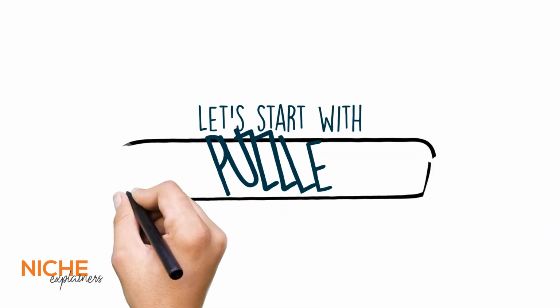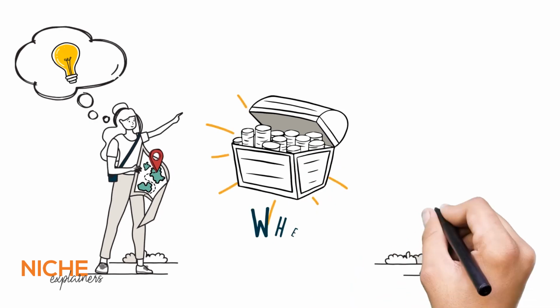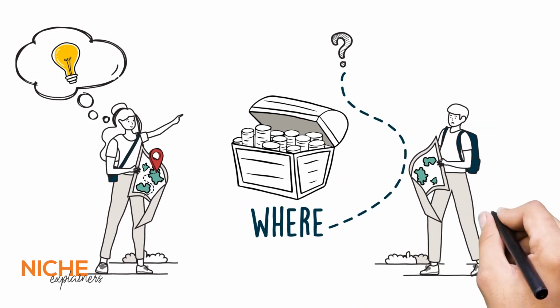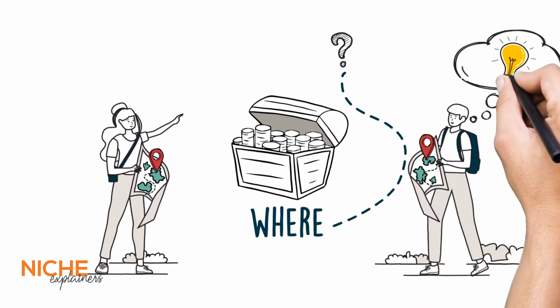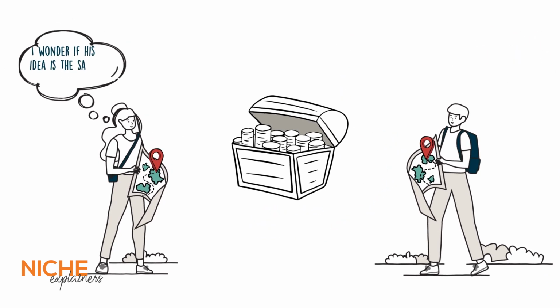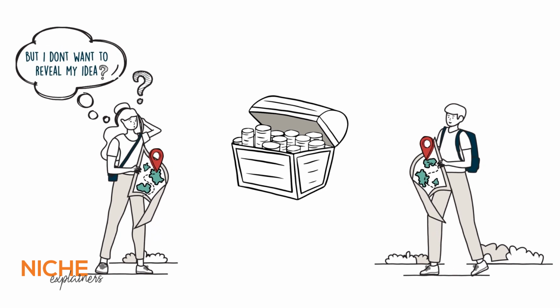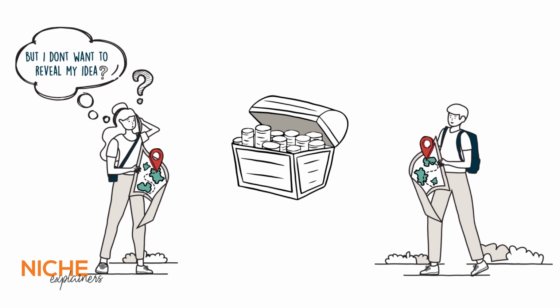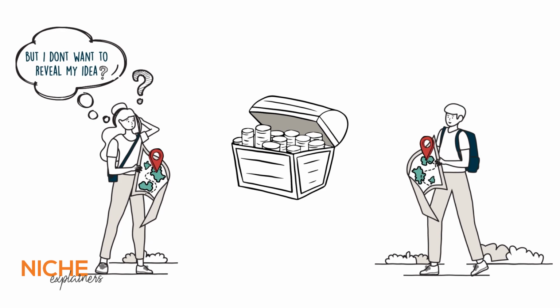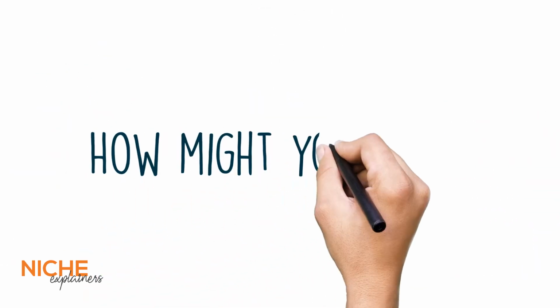Now, let's start with a puzzle. Imagine you are in a treasure hunt. You think you know the secret location of the treasure. Another person also claims he knows the secret location. You want to know if he has the same secret location as you do, but without either party disclosing the secret, not even hints or partial reveals. How might you do it?